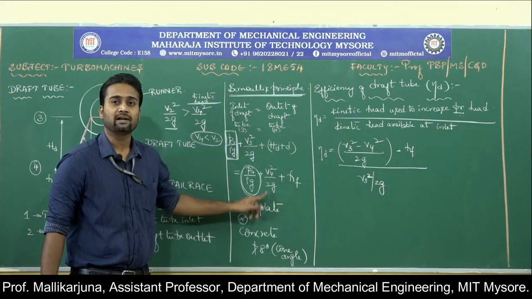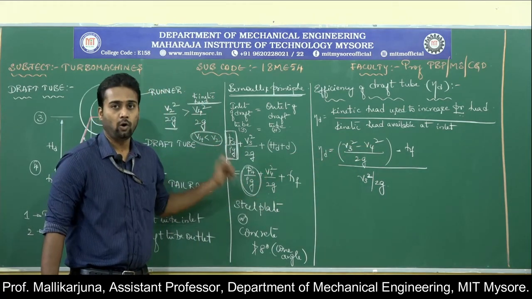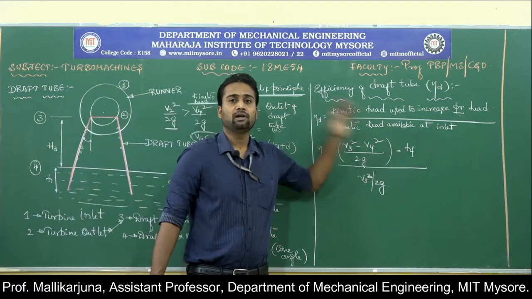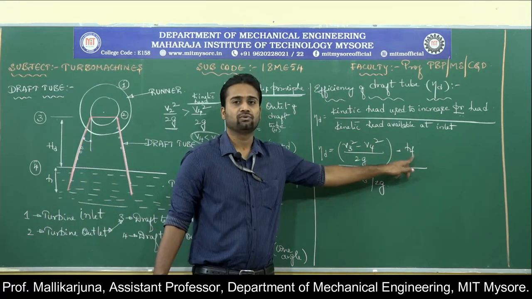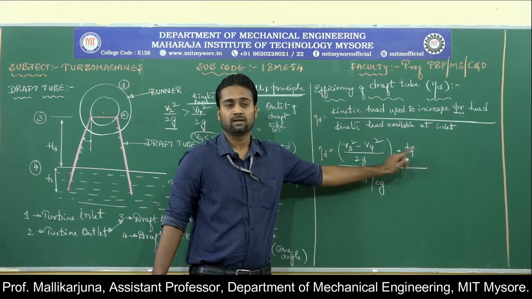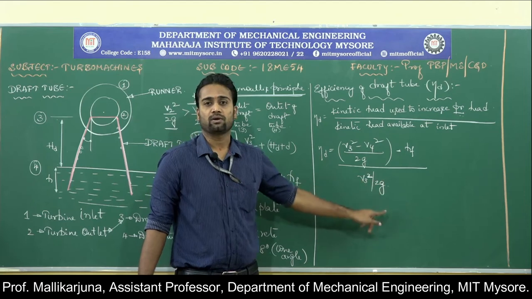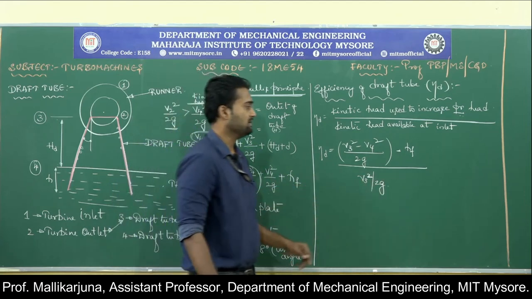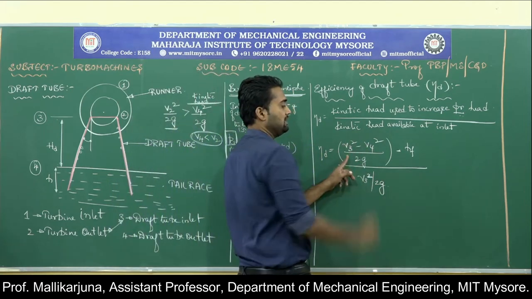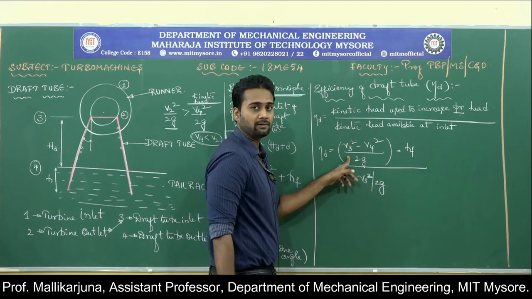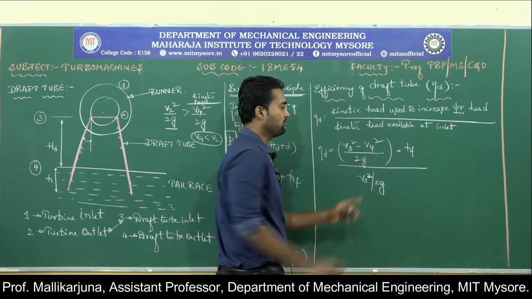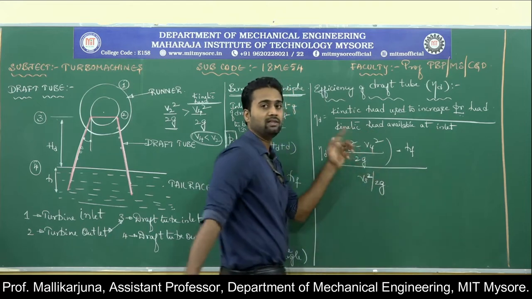This is the kinetic head at the outlet. Along with that, while flowing we will have HF, the frictional losses, divided by the kinetic head available at the inlet of the draft tube, which is V3 square by 2G. So try to understand this. V3 square by 2G is the available kinetic head at the inlet. Once it passes through the draft tube, we will have V4 square by 2G at the outlet.